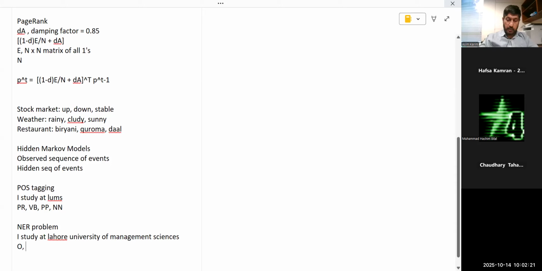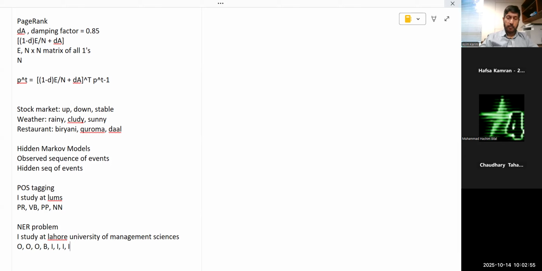I would be other, study would be other, at would be other, Lahore आपका beginning of a named entity, in this case the name of the university, and Lahore University inside, of inside, management inside and sciences inside. ठीक है. तो ये टैगिंग होगी इसकी. तो यहाँ हमारे पास टैग स्पेस या स्टेट स्पेस जो है तीन पॉसिबल स्टेट्स हैं BIO.